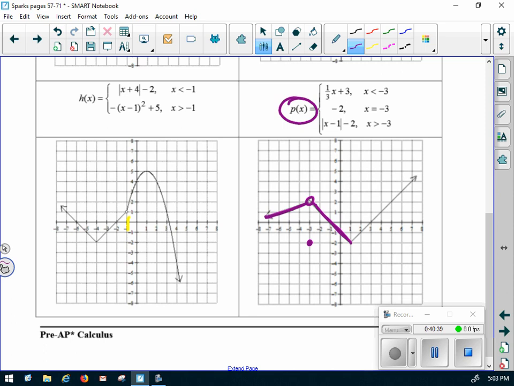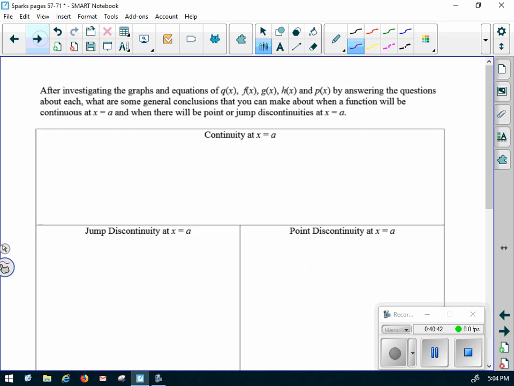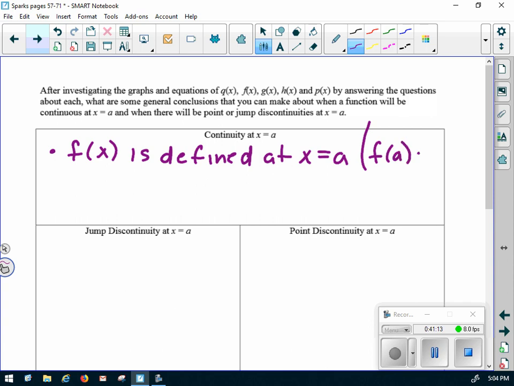So all that business is to say, what does it mean for a function to be continuous at any point x equals a? There are three pieces. The first thing, let's call our function f. F of x is defined at x equals a. Now remember, what does that mean? That means that f of a exists.